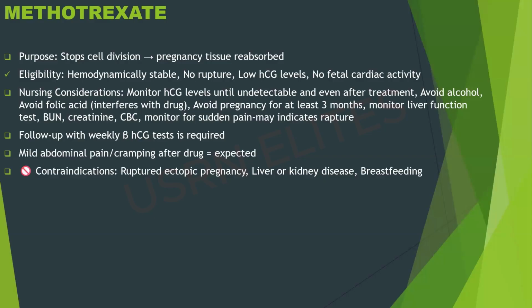And you have to stop this medication. All right, so monitor these drugs. You don't give them to a patient who is taking folic acid. So once you are taking it, you have to avoid folic acid, avoid alcohol, and monitor your kidney as well as your liver. Very, very essential. Okay, and monitor for sudden pain, and you should avoid pregnancy within 3 months after its use. All right, that's what you should know.